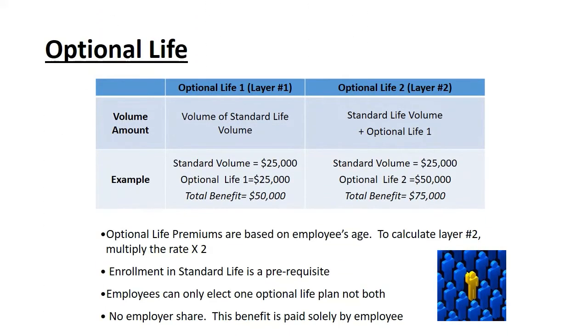The optional life plans provide the ability to increase the coverage amount of what the standard life plan offers. These plans are not cost shared with MCCS, and the additional premium cost is paid by the employee only. Optional Life Plan 1 allows the standard life amount to be doubled, while Optional Life 2 allows the employee to triple the amount of coverage. An employee can only be enrolled in one Optional Life plan.